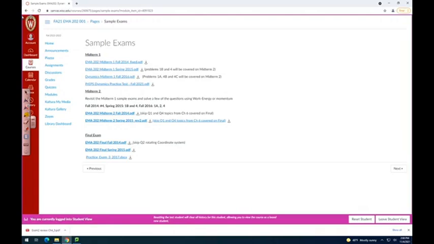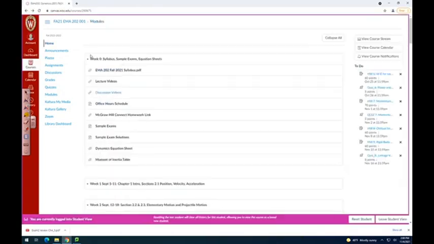I believe for midterm 1, those problems that I resolved using F equals ma, I left the original solutions for work energy, so they should all still be there. If I'm wrong, I'm bound to get an email.